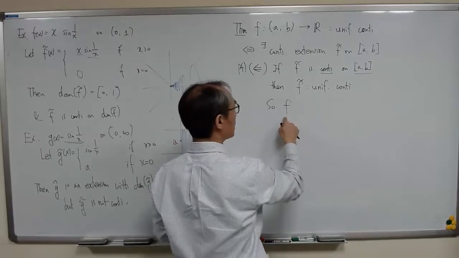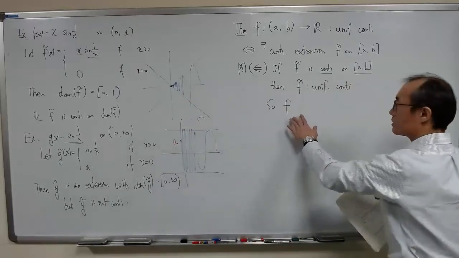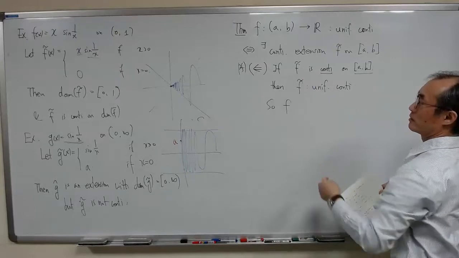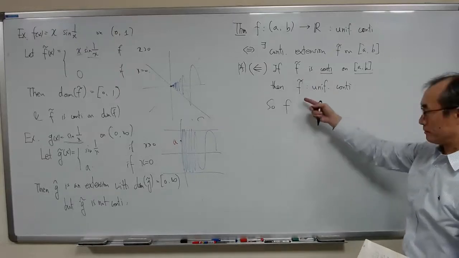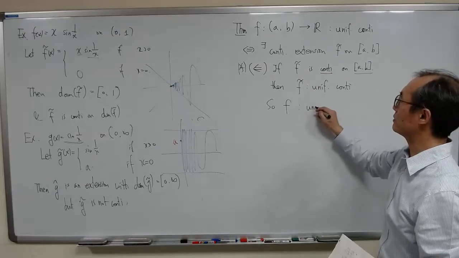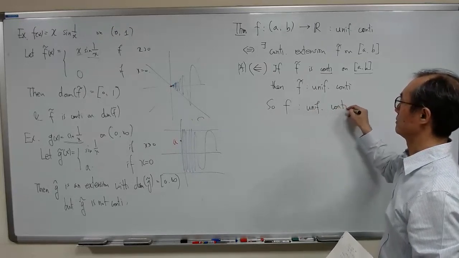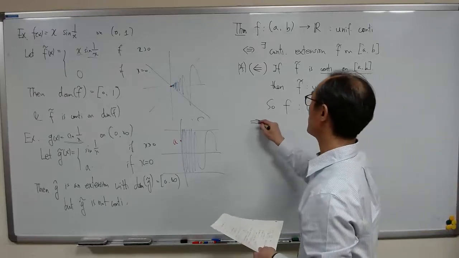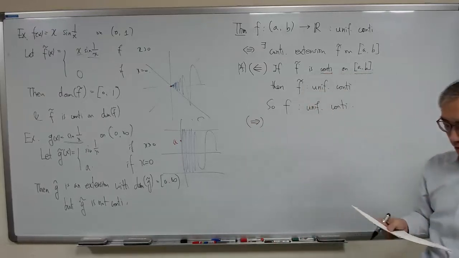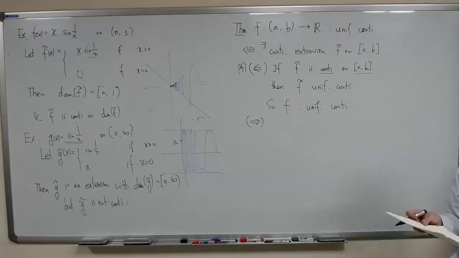Or f is just a restriction of this function. It's just to reduce the domain of definition. So this is also uniformly continuous. That's all. But for this direction, you need to think a bit.